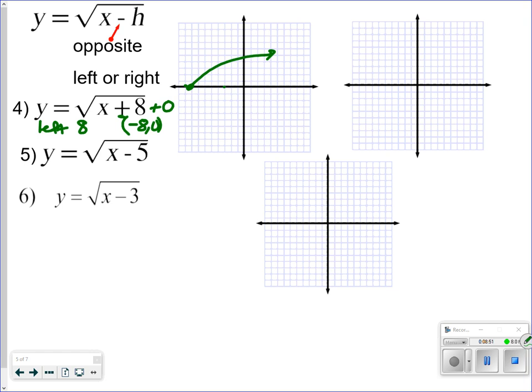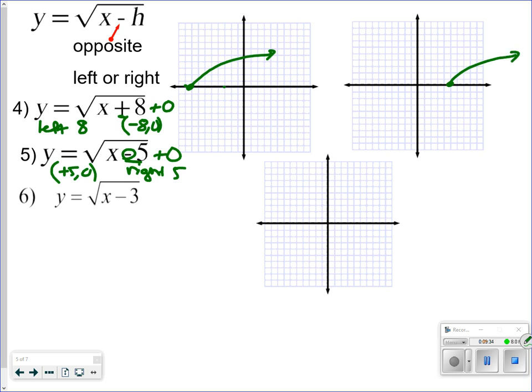Number 5, y equals square root of x minus 5. Okay, so this time underneath the square root sign it says negative 5. You have to do the opposite of that. That's positive 5. And again, we're not doing any k numbers sitting in the back. So this time your center will be located at 5, 0. So start to the right. It says minus, go the opposite of minus, which is plus. Go to the right 5 spots. And then you can make your arc.